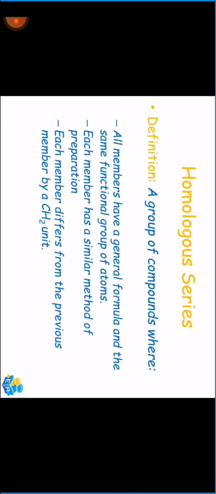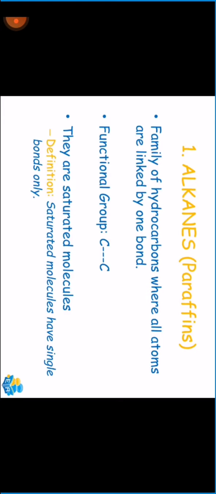So alkanes, alkenes and alkynes are part of the homologous series, and the homologous series is a group of compounds where all members have a general formula and have the same functional group. Each member has a similar method of preparation, so that means they're produced in a similar manner, and each member differs from the previous by a CH2 unit. So as we go through our alkanes, alkenes and alkynes, I'll come back to these properties that allow them to be part of the homologous series. So let's begin with alkanes.